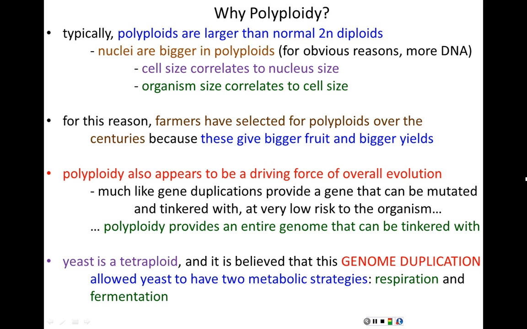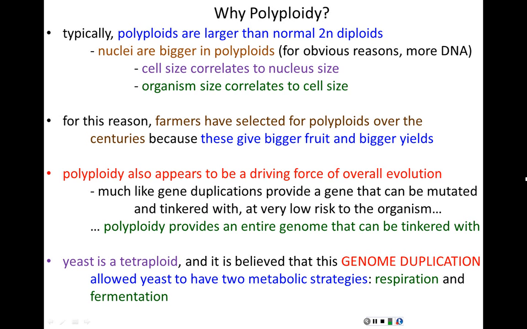Yeast is actually a tetraploid. Baker's yeast, brewer's yeast, the yeast that we make beer and bread with, is a tetraploid. And it's believed that this gene duplication event, where the diploid yeast became a tetraploid yeast, where 2N went to 4N, right? A whole new diploid genome was maintained in yeast cells, allowing these yeast cells to completely mutate and tinker with an entire genome, its entire extra set of chromosomes.